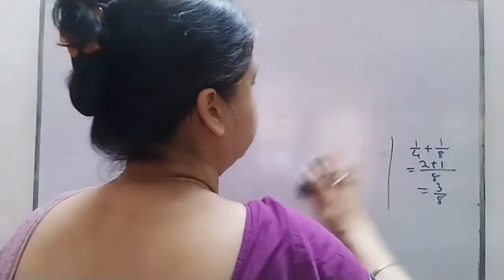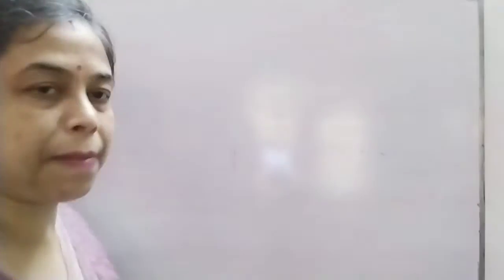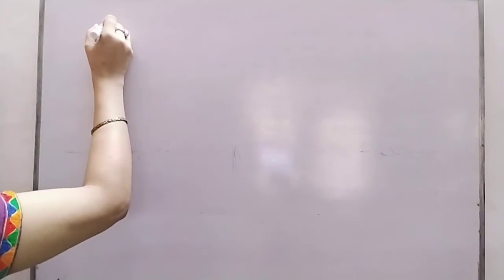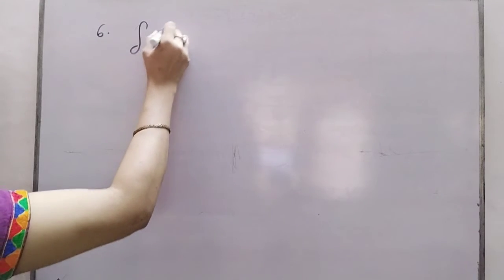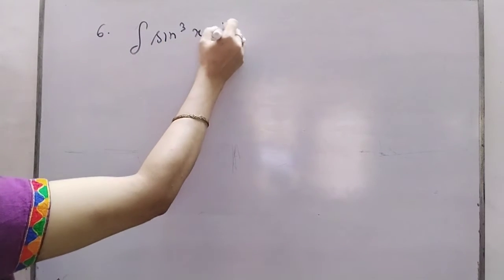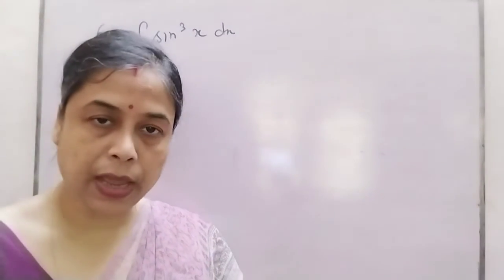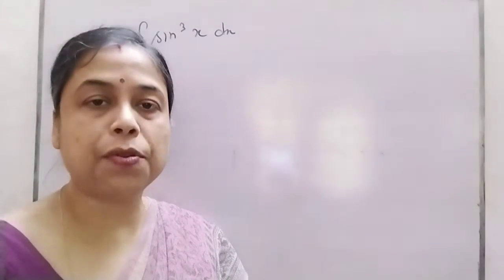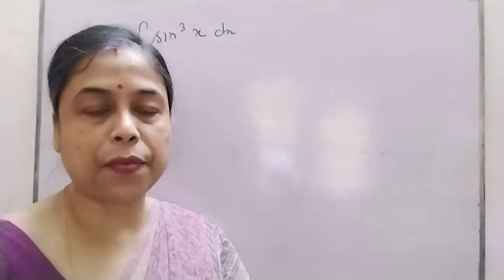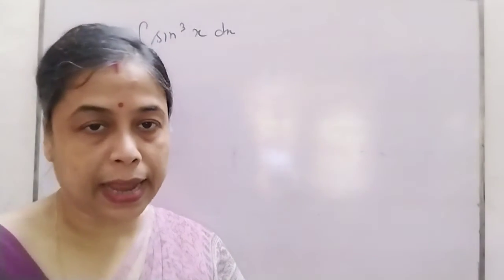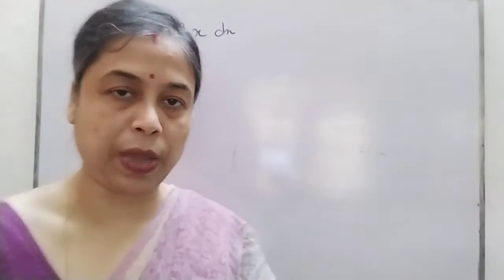So after this, I am going to give you the method, I hope it is number 6, that is how to do the integration of the odd power of sine and cos. Sine to the power 3, sine to the power 5, sine to the power 7, similarly cos to the power 3, cos to the power 5, cos to the power 7, like that. All this type of question are done this way.